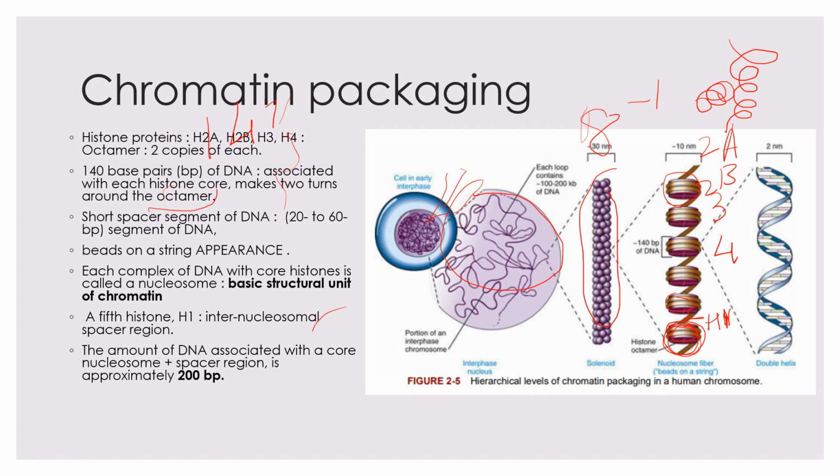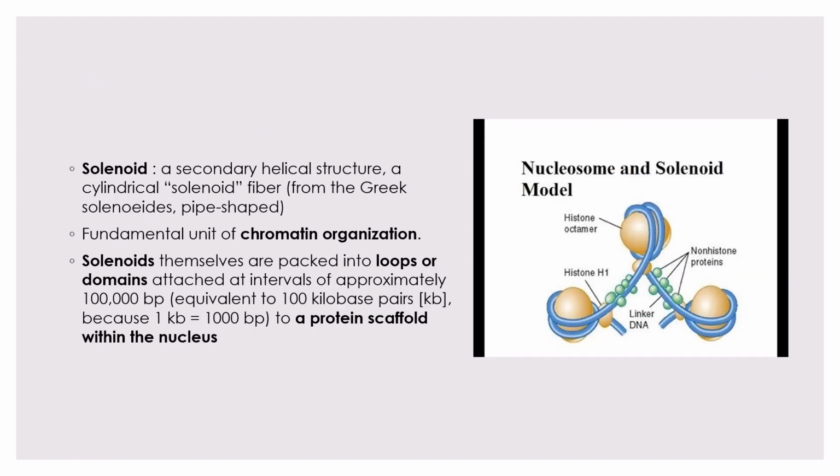And when it's diffused like this, it's not condensed, the DNA. That is seen when? In the interphase of the cell cycle. Okay, where we see euchromatin, you can see. Now, like I told you, the solenoid is cylindrical, and the word solenoid itself was derived from the Greek word solenoids, which means pipe-shaped. It is nothing but the secondary helical structure.